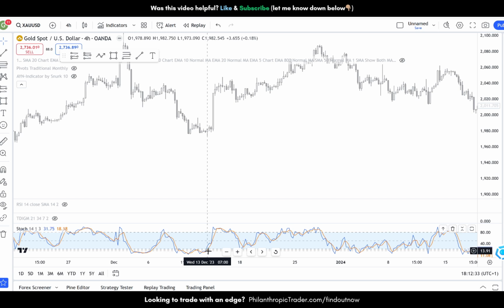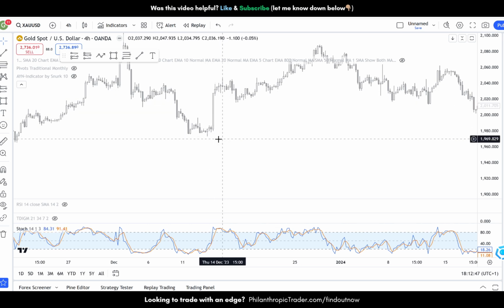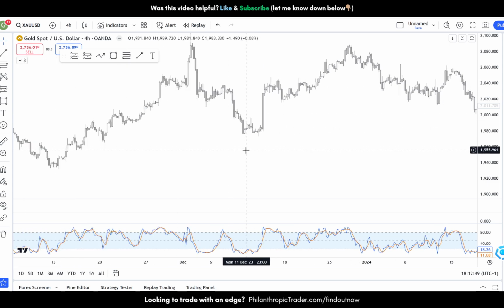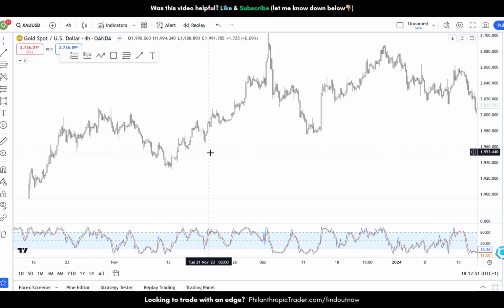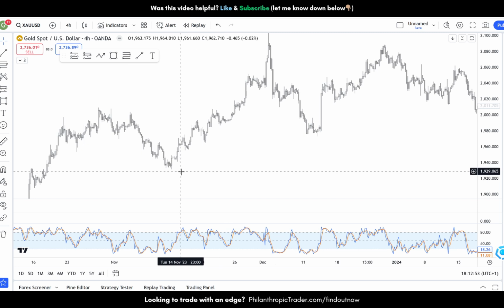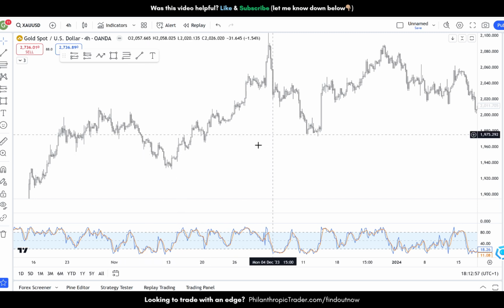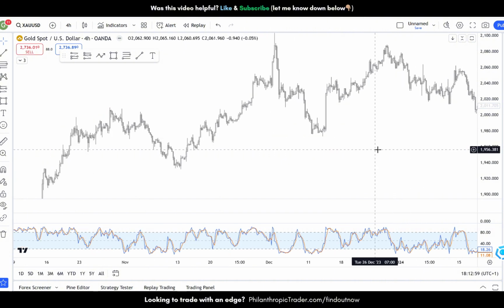and when it crosses the dotted line, the 20, to the upside, we see that before the big move happens, if you enter the trade here, it would result in a nice win. So the stochastic is also a great indicator. Again, please bear in mind to only use it in a trending environment.